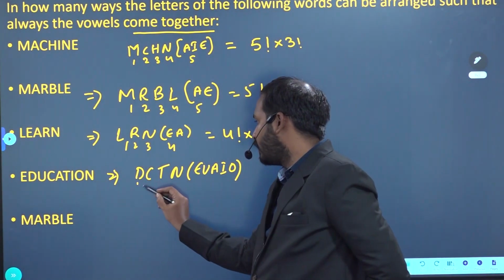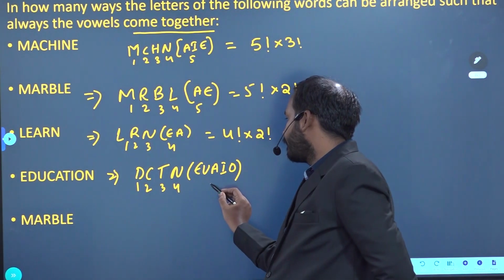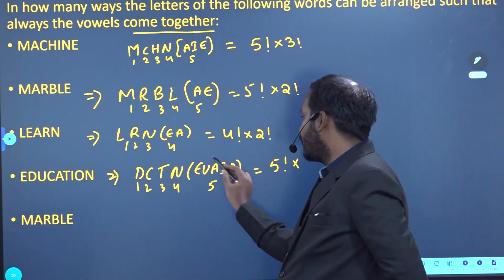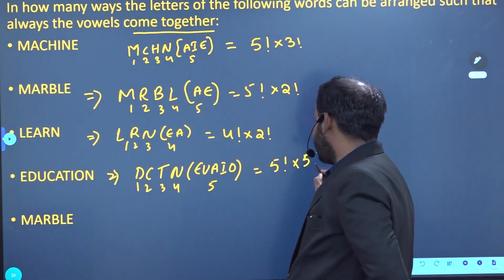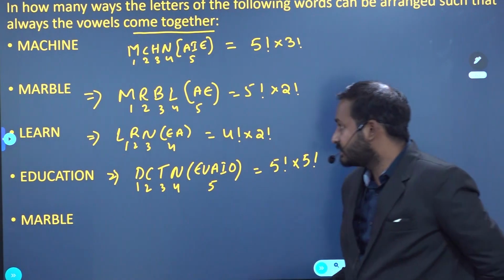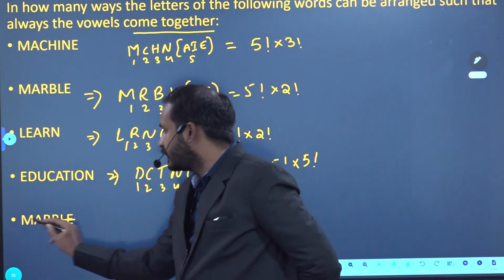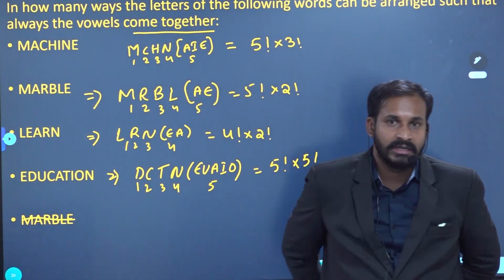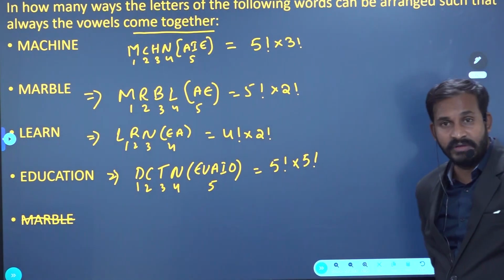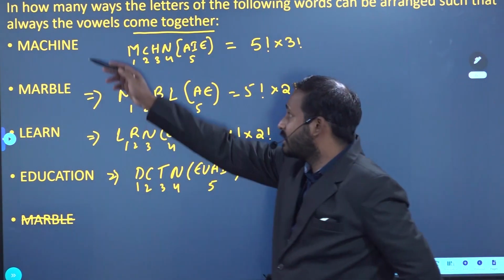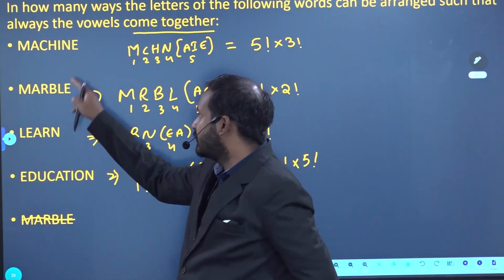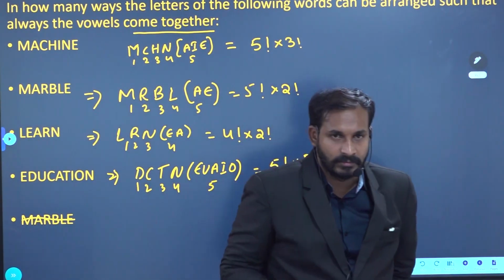So now please see here 1, 2, 3, 4, 5. So this can be arranged in 5 factorial ways, and these vowels internally can be arranged in 5 factorial ways. So 5 factorial into 5 factorial. Okay, next when it was marble, it was repeated twice, no need to worry. Right? In this manner you need to write the questions that vowels should always come together. Now the examples which I have taken, in these there is no repeated letter. All the letters are there only once, so there is no problem.